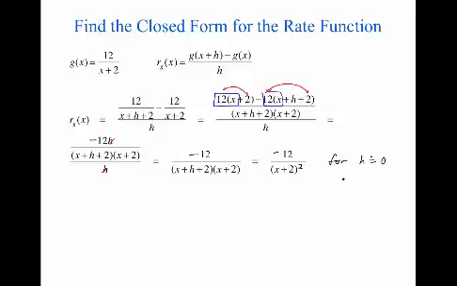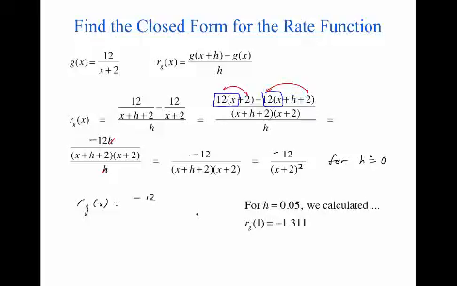Okay, so what did we just find? Is this an exact or approximate rate of change? This is exact. So this is our exact rate of change function. We'll still call it r sub g. So our exact rate of change function is negative 12 over x plus 12. And remember for 1, when we did our good approximation, we got negative 1.311. So I want you to find the rate of change at 1 exactly now. Find the rate of change at x equals 1 exactly.